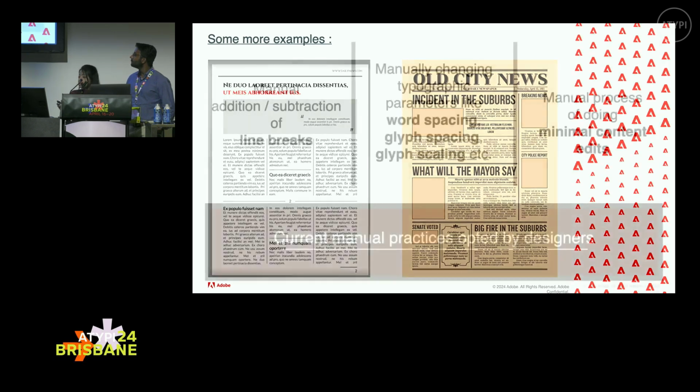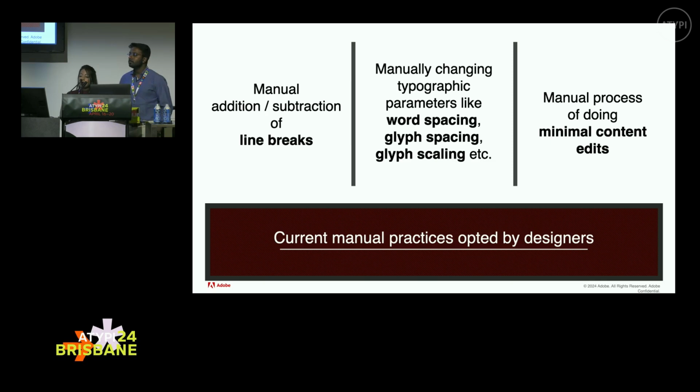So currently, designers try to do some workarounds in order to properly justify the text or to beautify the text. For example, some of the manual practices that they try out are manually adding line breaks, or they even try to manually change the typographic parameters of the text, like changing the glyph spacing, changing the glyph scaling, or even the word spacing. And in some cases, they even try out some minimal content edits in the text in order to properly justify the text. But eventually, all these processes are manual, and thus they are quite tedious and cumbersome.